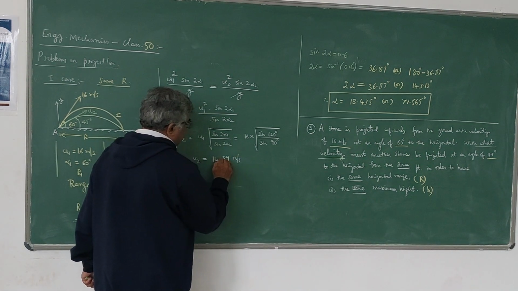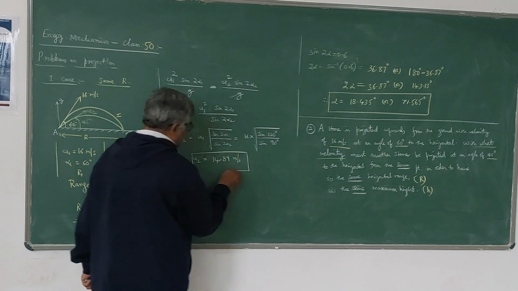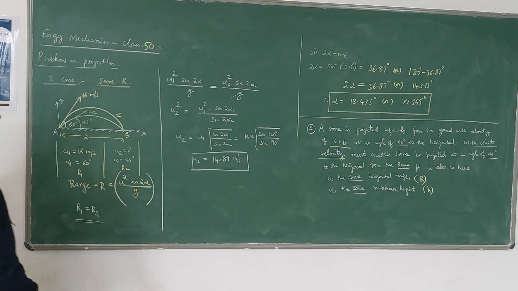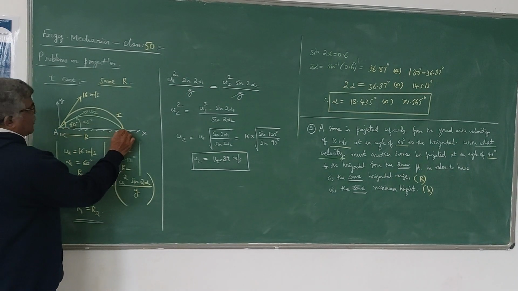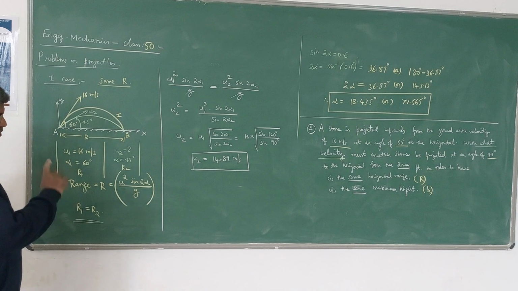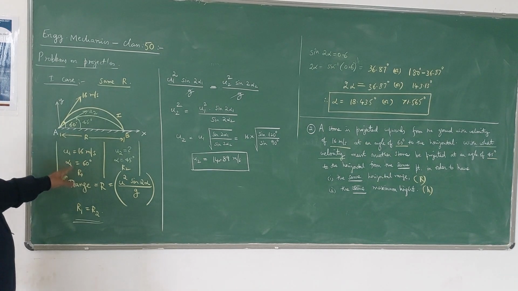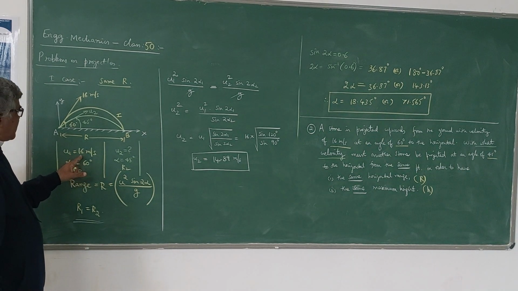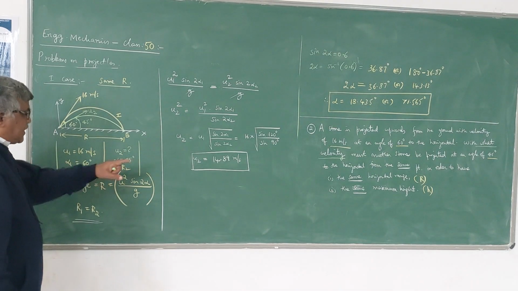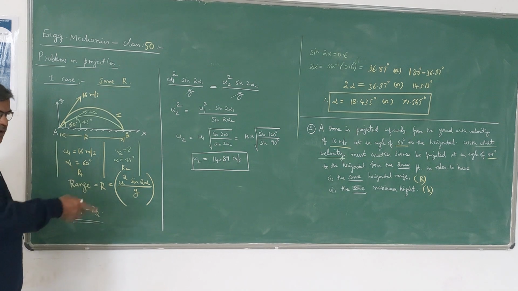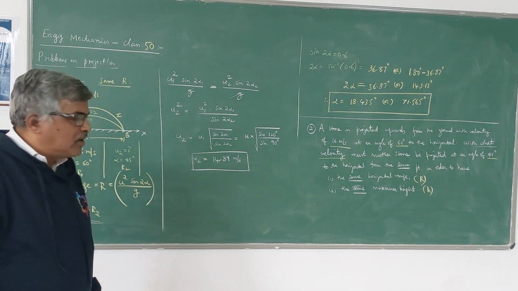That means if you project the second stone with this velocity, 14.89 meter per second, at an angle of 45 degree, it will have the same value of range. So if you observe, alpha 1 is 60 degree, u1 is 16, alpha 2 is 45 degree, so u2 is 14.89. That means the angle is reduced, and the velocity is also reduced.